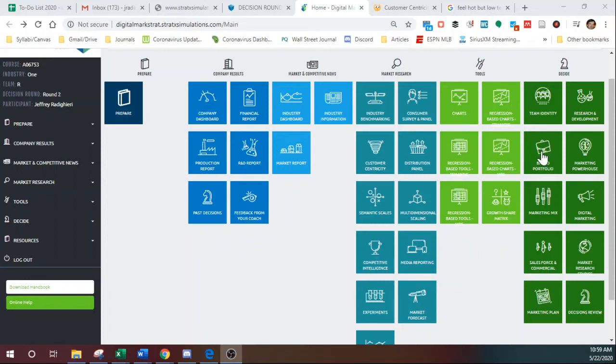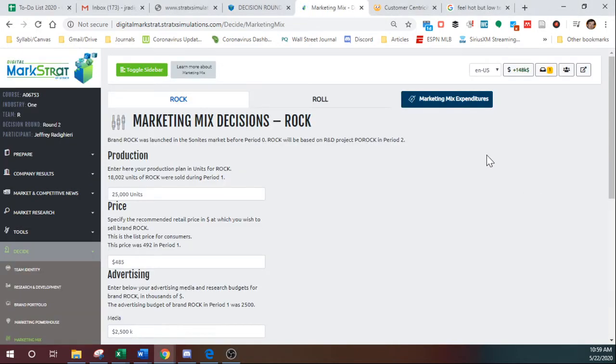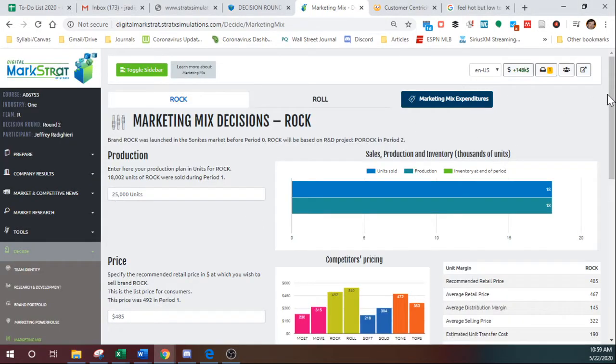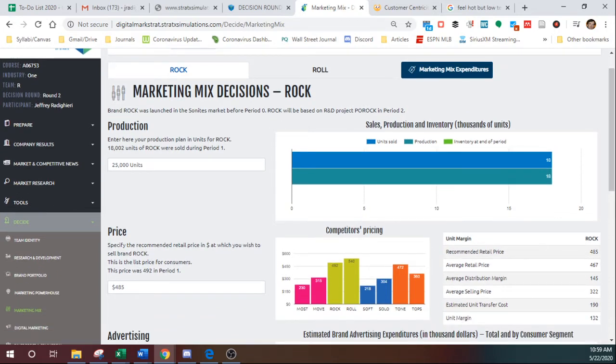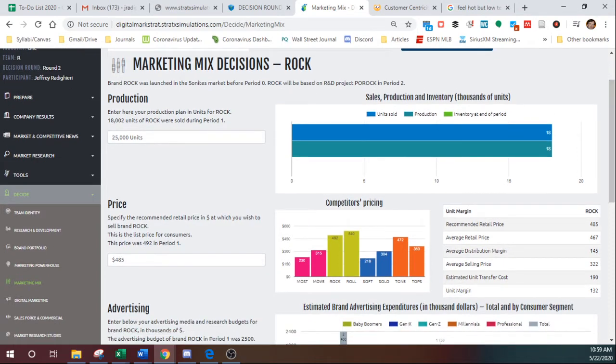The marketing mix screen is a decision screen where you will decide on pricing, production, and promotion. So you'll want to do some demand projections and then figure out how many units you have in inventory and subtract that from the demand, and that becomes the number that you will want to order for the next period.